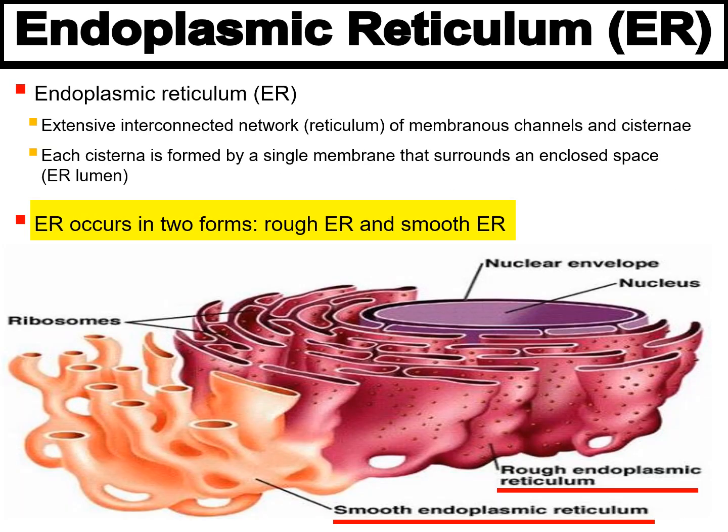The endoplasmic reticulum refers to a network of membranes in the eukaryotic cytoplasm that connects the plasma membrane to the nuclear membrane. There are two types of endoplasmic reticula, smooth and rough.